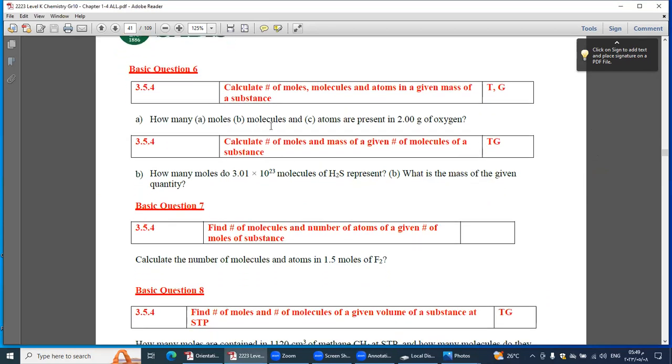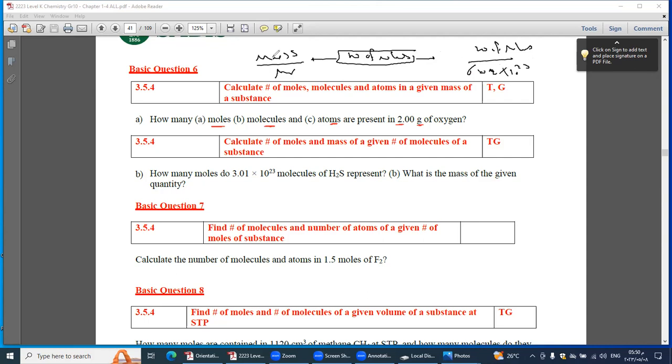How many moles, molecules, and atoms are present in 2 grams of oxygen? Again, how many moles, molecules, atoms in 2 grams? The first point you must have, as we said, is that the number of moles is equal to mass over molar mass, which equals the number of molecules over Avogadro's number.